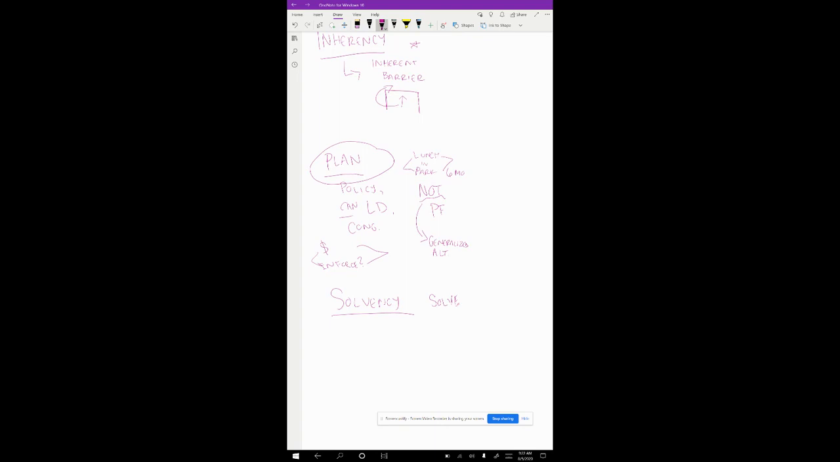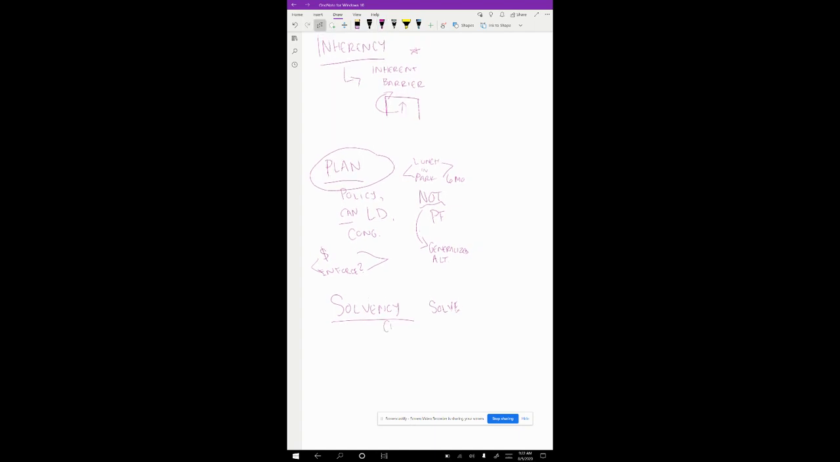If we're going less formal, saying like if you present a plan in LD, you can say your plan solves all of these problems that are talked about in the round because it does blah, blah, blah. If you are presenting some sort of change or plan, you need to be ready to answer how you're going to solve.